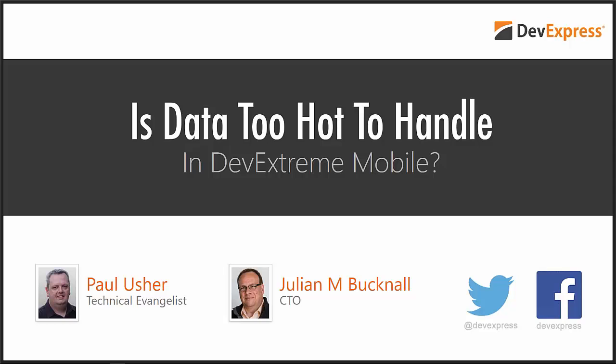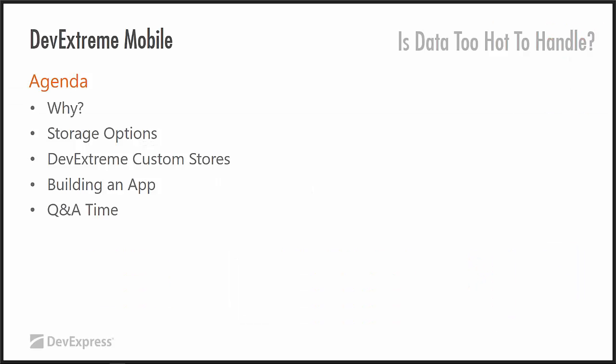But today we're going to focus on data, in particular with mobile apps and hybrid apps. So is data too hot to handle in DevExtreme? And what do we actually mean by that? Well, we're going to look at all the different ways that we can handle data inside that hybrid scenario. I'm going to provide a little bit of background on why the webinar came about. And then as a bit of a shake-up, we're going to get Julian to do some coding.